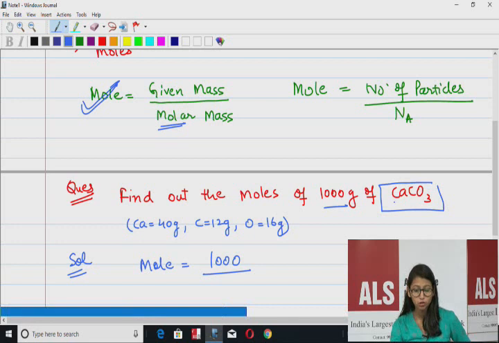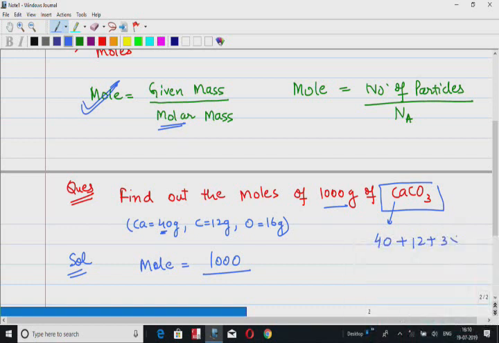How will you find it? You are able to see there is one calcium, so 40 is the molar mass of calcium, plus carbon will be 12. Now how many oxygens are there? For one oxygen the mass is 16, right? Three oxygens are there, 3 into 16 is 48. 40 plus 12 plus 48 will be 100. Okay?